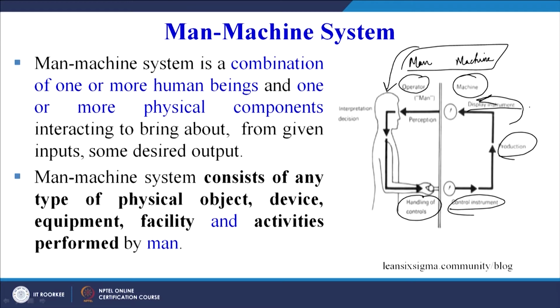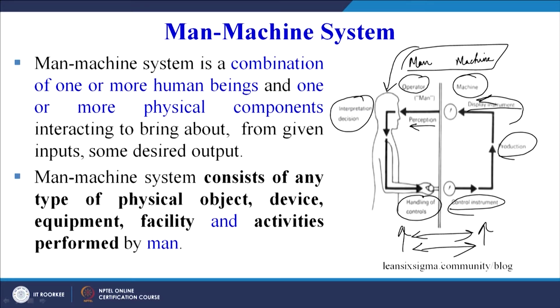instrument which is displaying what he is controlling. Based on the display that he is seeing, or based on the perception developed because of the display, he is doing the decision making. He is using his mental faculties to do some interpretation and take the decision. So this side is man and this side is machine, and this interaction we need to understand when we are designing our work system. So let us now see the definition.